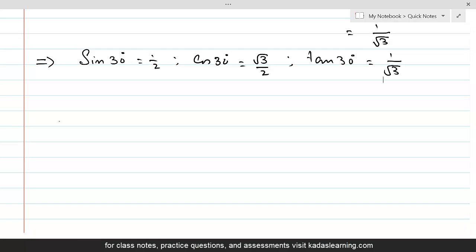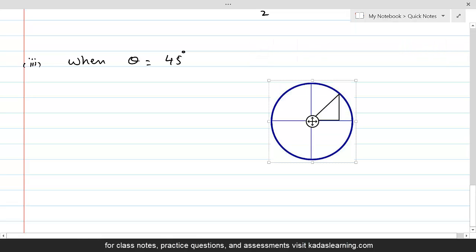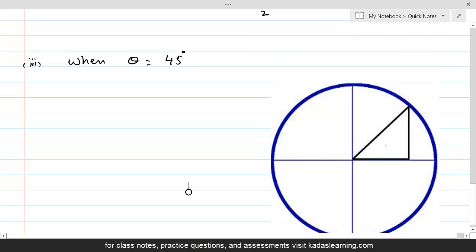Now when theta is equal to 45 degree, case 3, we again bring another triangle in here, and if this central angle is 45 degree, then this is y, this is x, this is r, and we know that if this is 45 degree, then this is 45 degree as well, the complementary angle, because this angle must be 90 degree for a right angle triangle, and the complementary angle of 45 degree is 45 degree as well.